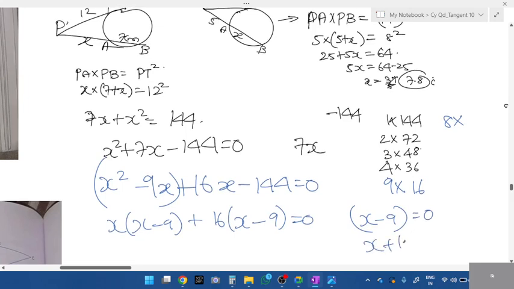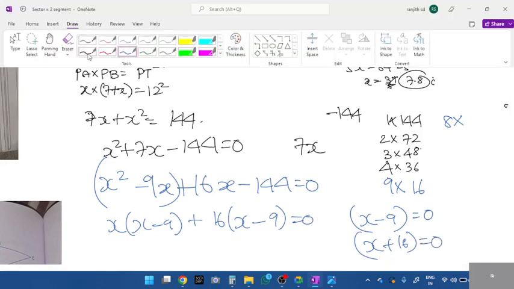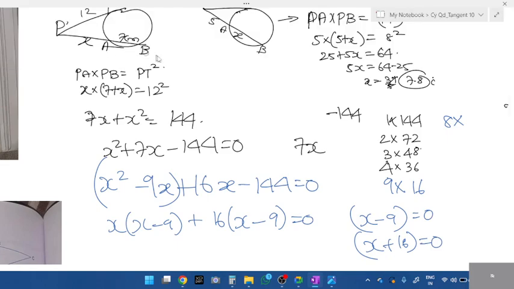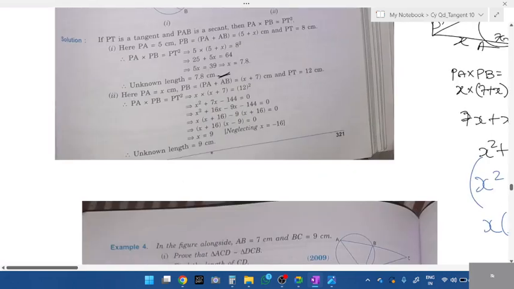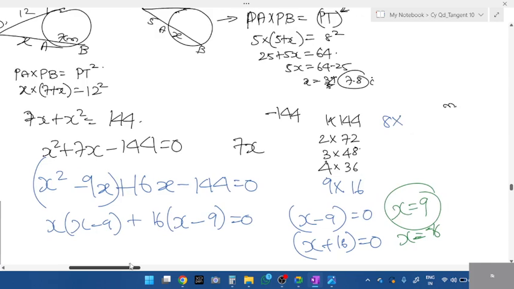X minus 9 is equals to 0. X plus 16 is equals to 0. For which one you're getting positive value? X is equals to 9, x is equals to minus 16. Take x is equals to 9, positive value. Can you see the answer? Okay. Neglect x is equals to minus 16, students. It's a negative value. Neglect it. So x is equals to 9 centimeter.